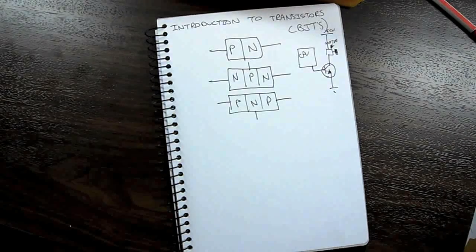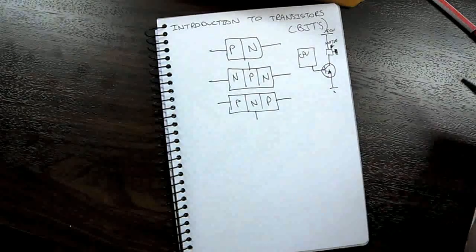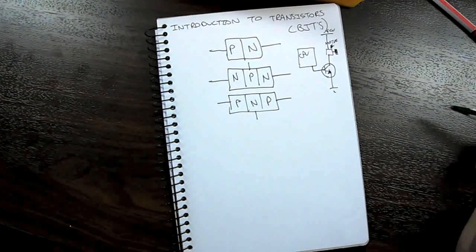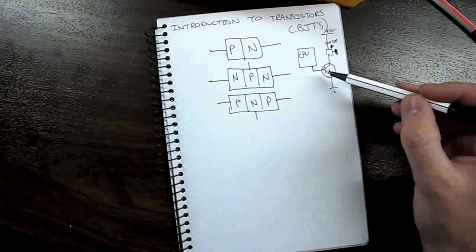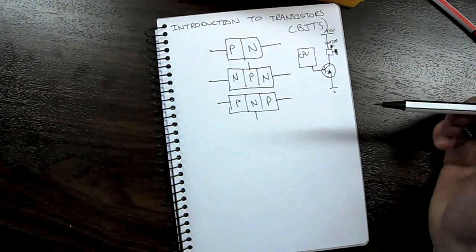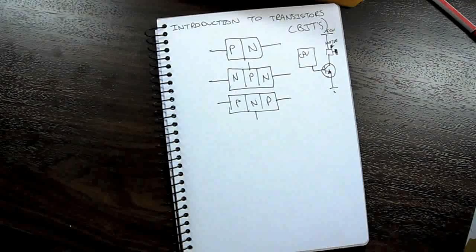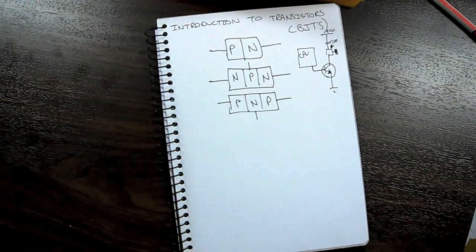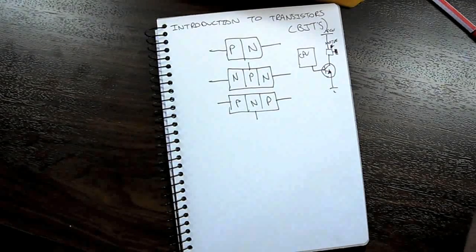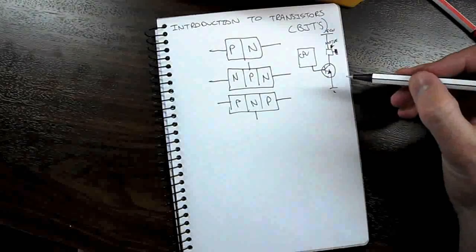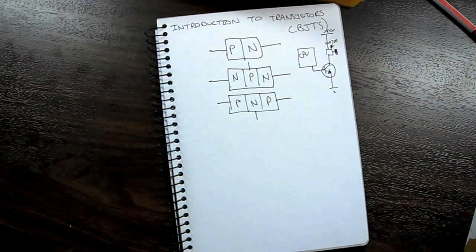Now, an application as an amplifier is we could have, let's say, a microphone. We connect the microphone to the input of the transistor. We then connect a speaker to the output. We talk into the input, which is a very, very small signal. The transistor will then amplify that to such a level sufficient to drive the speaker so we can hear ourselves talk.